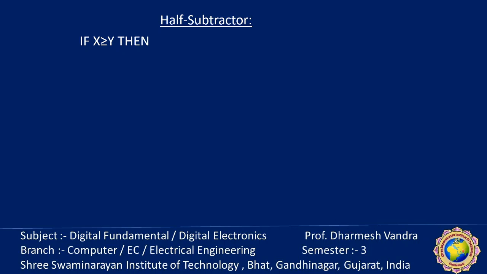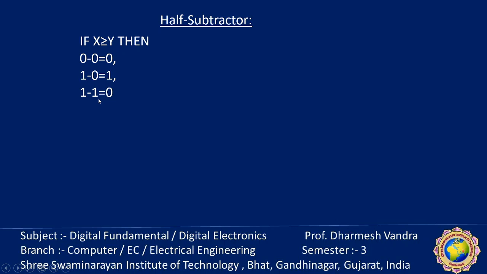If I want to perform x minus y, and x is greater than or equal to y, remember that both are single bits, x and y, so only two values are possible. X may be 0 or 1. If x is greater than or equal to y, then there are three possibilities. One is 0 minus 0, meaning x is 0, y is 0, and the difference is 0. 1 minus 0 is 1. And 1 minus 1 is 0.